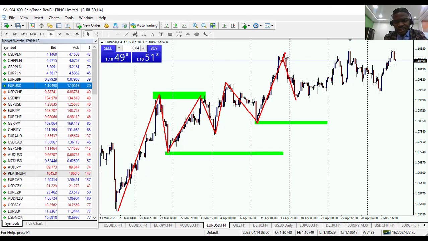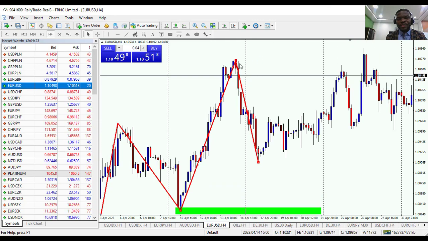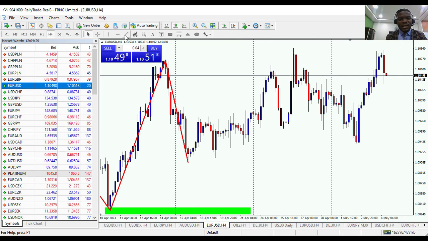Okay, let me do this. This is actually the real high here. So we're expecting another impulse upward that will be responsible for taking out this high. So from this low, the market pumps up.